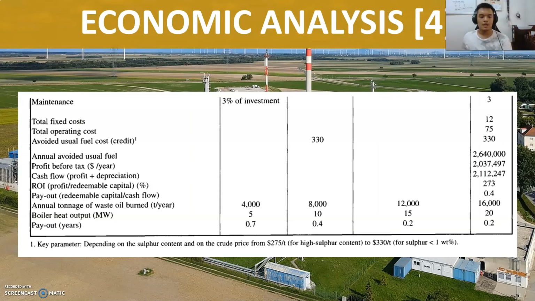So the profit before tax is around $2 million, and the cash flow is also around $2 million, with a return on investment of 273%, so very, very high, and the payout is 0.4. Annual tonnage of waste oil burned is 16,000 tons per year, very large, with a boiler heat output of 20 megawatts and a payout of 0.2 years.